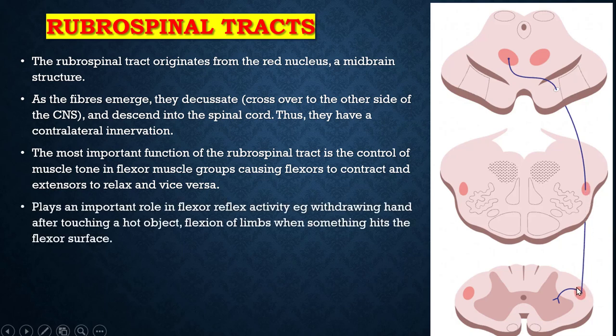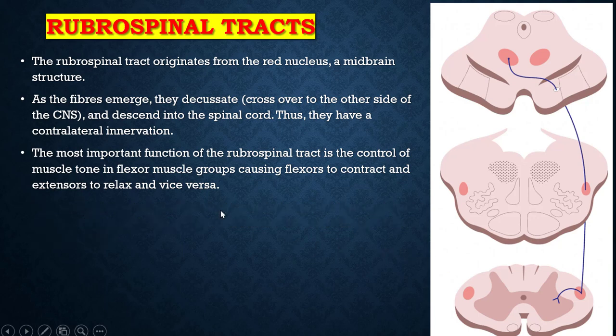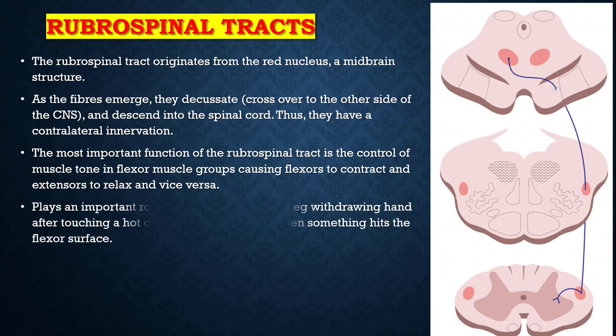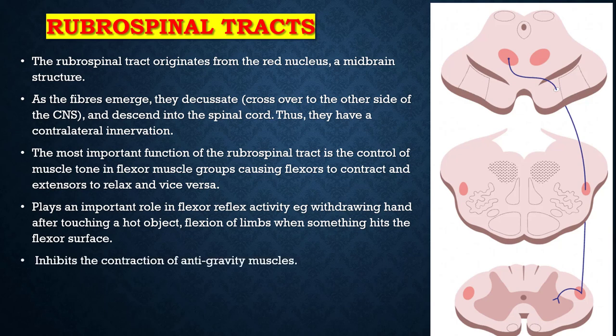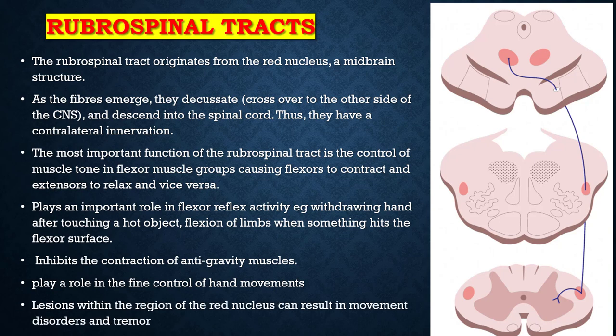The most important function of the rubrospinal tract is the control of muscle tone and flexor muscle groups, causing flexors to contract and extensors to relax and vice versa. It plays an important role in flexor reflex activity, for example withdrawing the hand after touching a hard object, flexion of the limb when something hits the flexor surface. It inhibits the contraction of anti-gravity muscles and plays a role in fine control of hand movement. Lesion of the red nucleus can result in movement disorders and tremors.